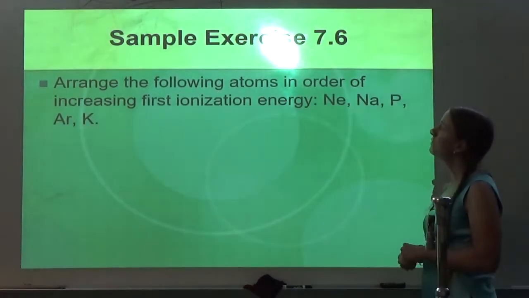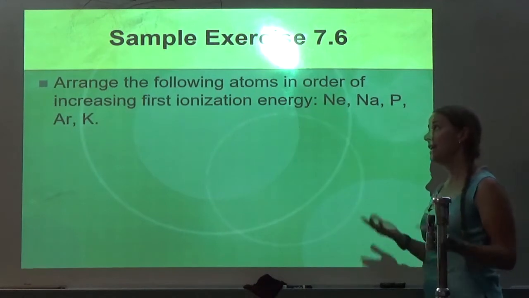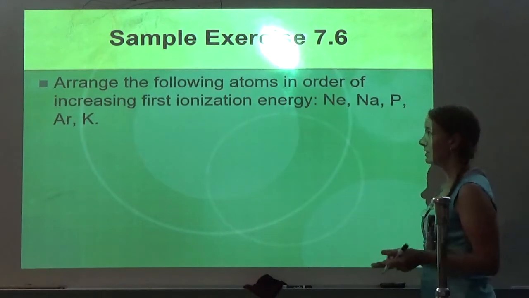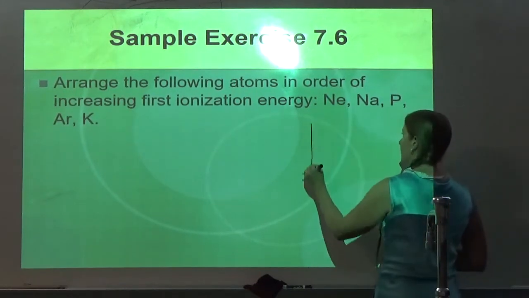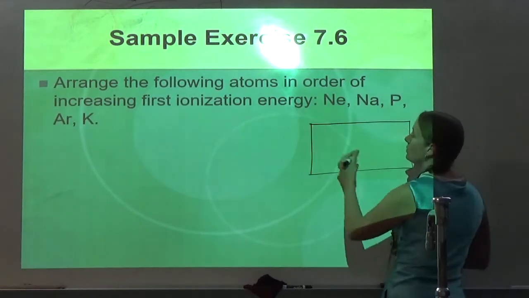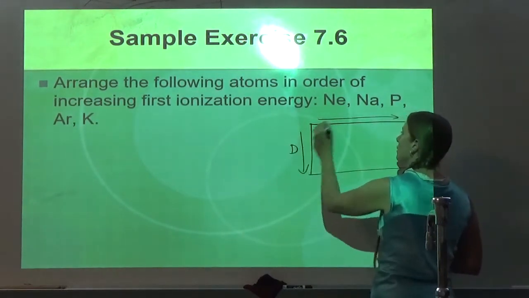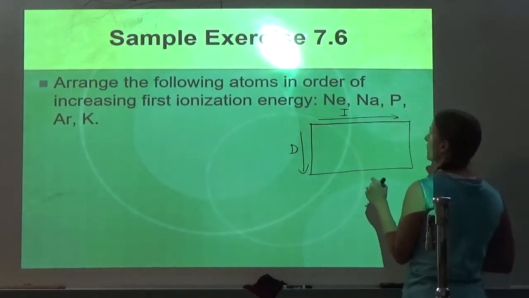So it says, arrange the following atoms in order of increasing first ionization energy. So we have Ne, Na, P, Ar, and K. So first, let's draw a fake periodic table real quick so that we can get all these listed on here. Alright, I know I'm doing ionization energy, so I'm going to put myself a little reminder that it decreases going down and it increases going across.